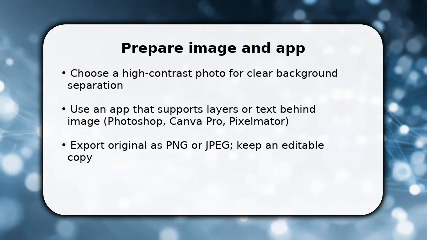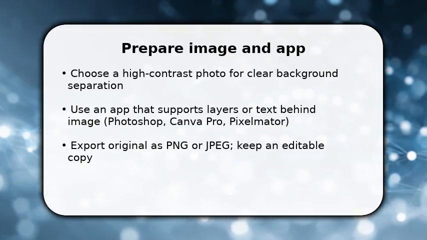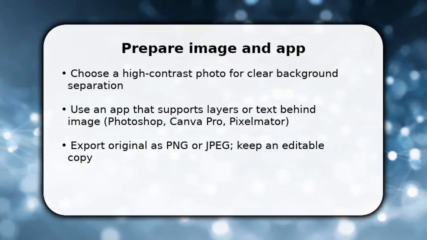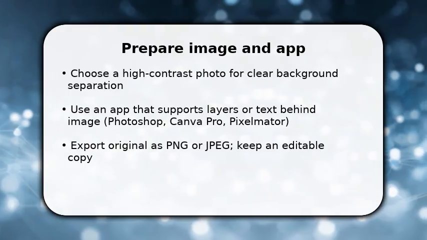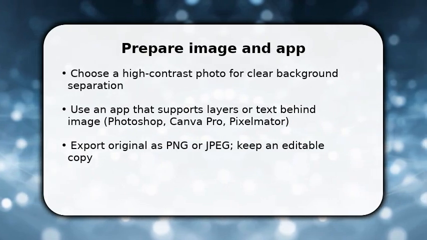Make sure to export a backup PNG or JPEG before editing. You do this so you can always revert. This preserves quality and avoids accidental flattening. Now, prepare a transparent layer beneath the image where the text will eventually sit.